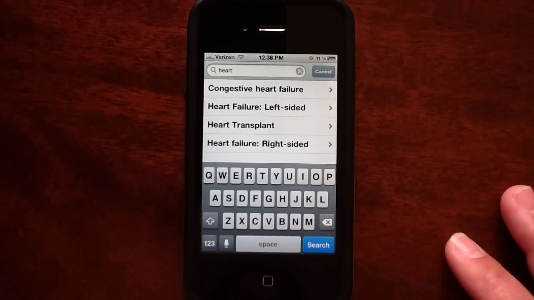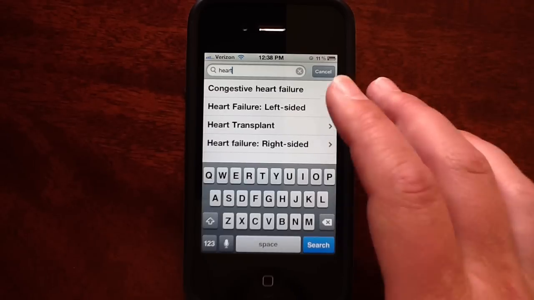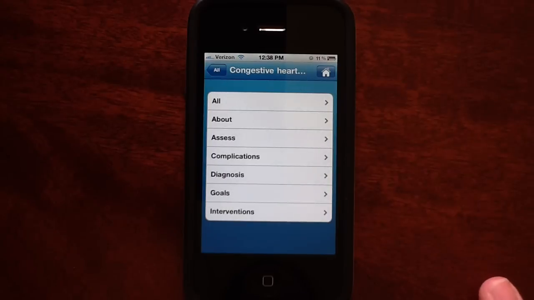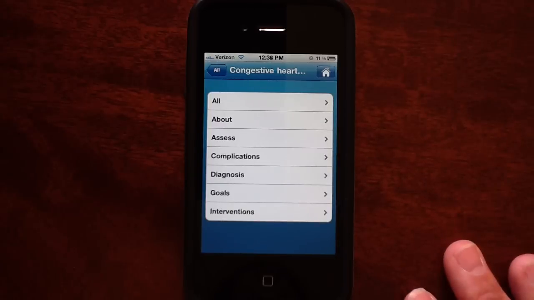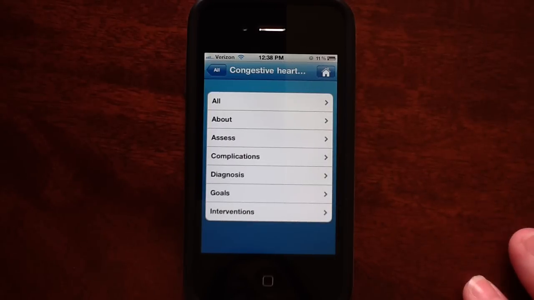depends on the way your school teaches heart failure. But congestive heart failure, left-sided heart failure, right-sided heart failure are the options that came up. So we'll go ahead and click on congestive heart failure. What I like about this is that it does separate, just in case you're looking for quick, easy information related to congestive heart failure, or if you're looking for common assessment findings related to it, typical complications that we might be watching for with a patient that has congestive heart failure, and then nursing diagnoses that might apply to a patient with congestive heart failure.